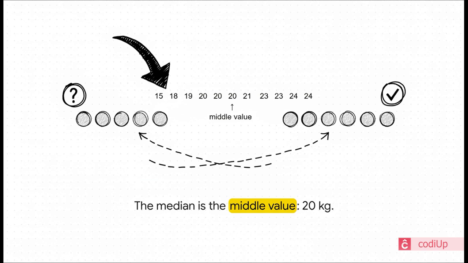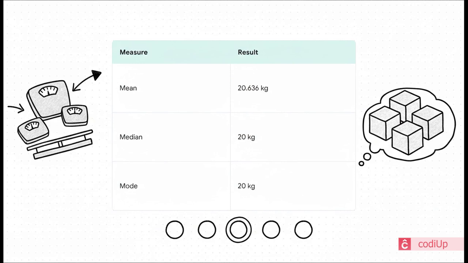Simple as that. So if we run the numbers for all 3 of our tools, here's what we get. The mean is about 20.6 kilograms. The median, which we just found, is 20 kilos, and the mode, the most frequent number, is also 20 kilos because it shows up 3 times. So in this case, all 3 measures are telling us pretty much the same story.